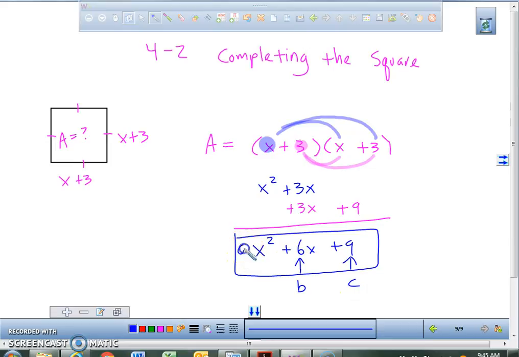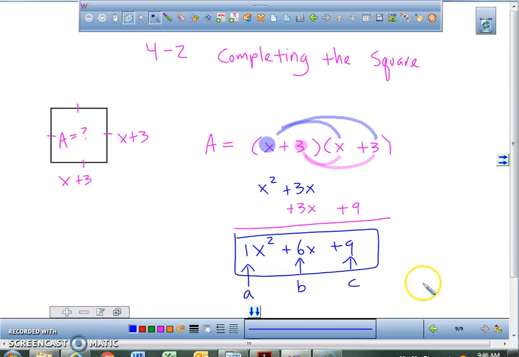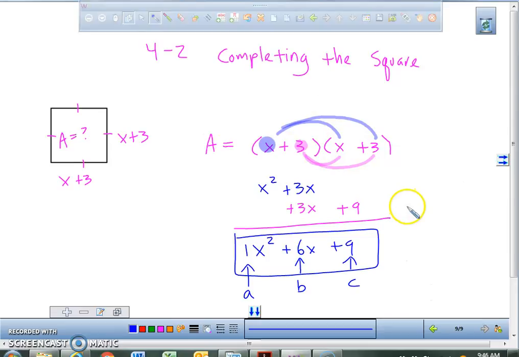And notice, even though we can't see it, what's our a value technically equal? 1. Yeah. So right here, I'm going to label that, that's my a value. So I'm going to give you guys a new problem and see if you guys can do the shortcut without having to do this long thing called the FOIL.